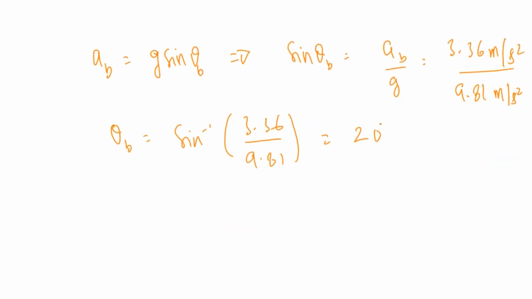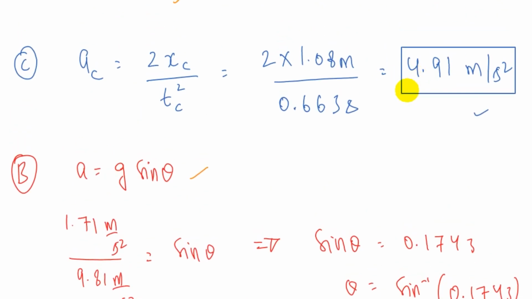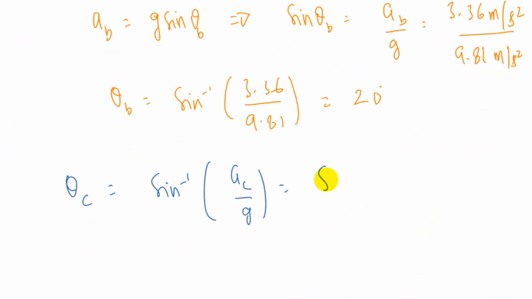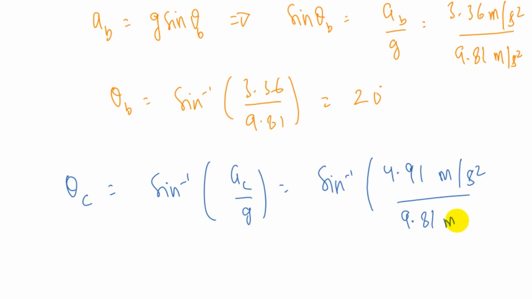Now finally for ramp C. So theta C, we can directly write this time, theta C would be equal to sine inverse of a_C divided by g. a_C we calculated earlier, 4.91 meters per second squared, divided by g, 9.81 meters per second squared, and this would be equal to 30 degrees. So this is theta C.